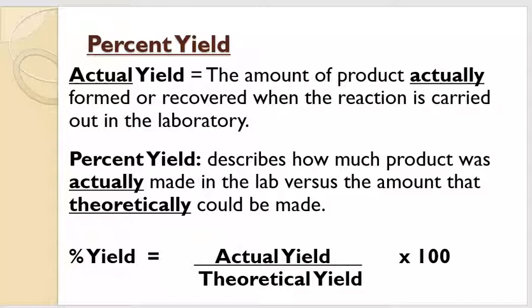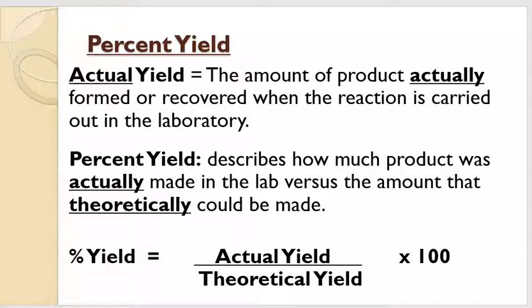Let's compare this to an actual yield. So in real-life laboratories, nothing ever goes 100% perfectly. Even really good science labs have some amount of error. This is called an actual yield. An actual yield is the amount of product that can actually be formed or recovered when the reaction is carried out in the laboratory.